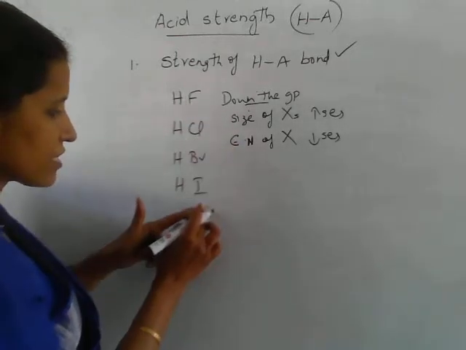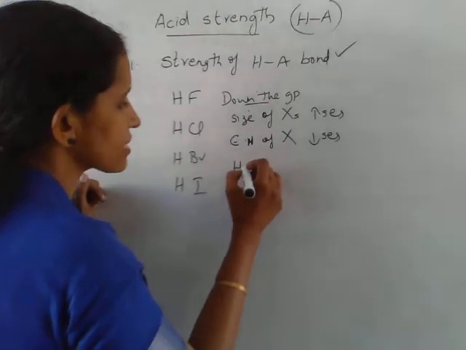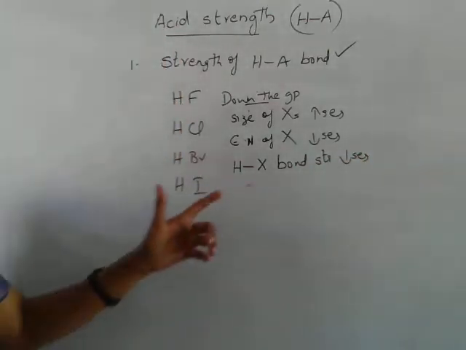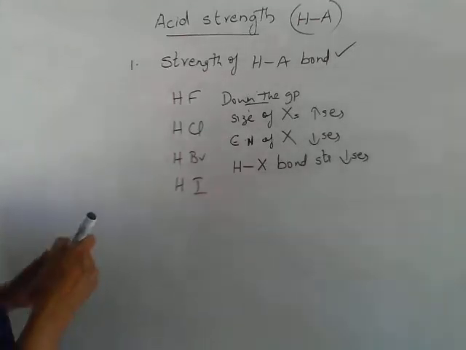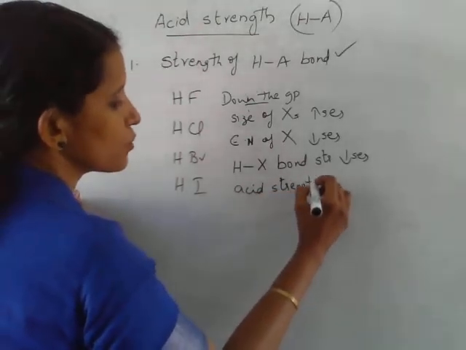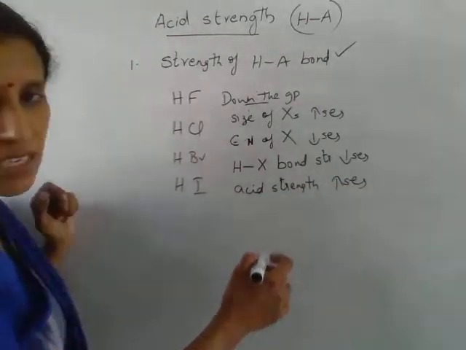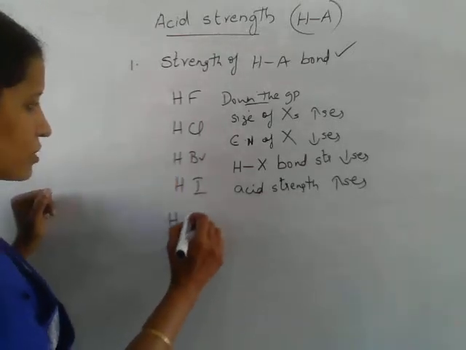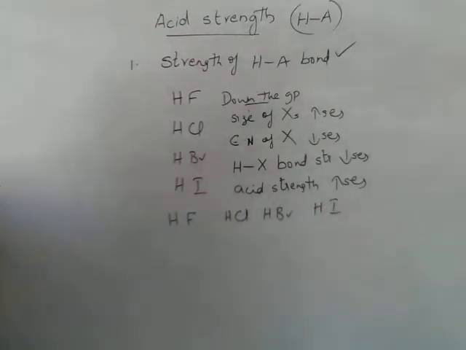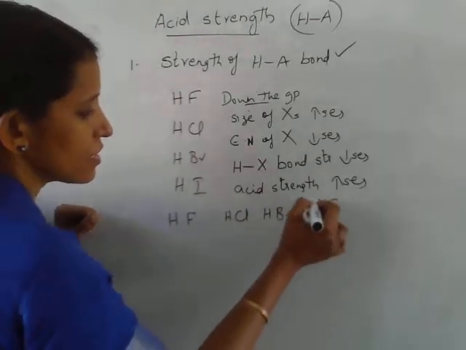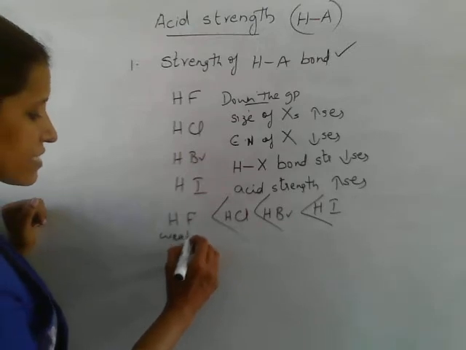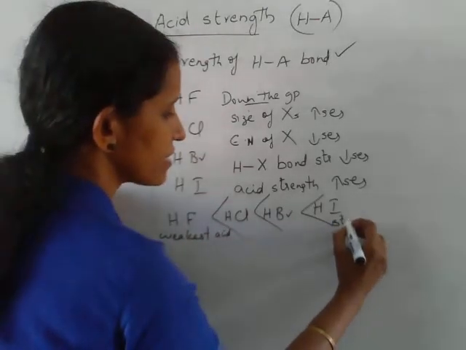So when the size increases, electronegativity decreases, what happens to the bond strength? HX bond strength down the group decreases. If HX bond strength down the group decreases, what about the acid strength? Acid strength down the group increases. We know bond strength and acid strength are inversely proportional, right? So if you arrange the compounds in the order of acid strength, HF, HCl, HBr, HI, the acid strength increases down the group, meaning the strongest acid will be HI. HI is stronger than HBr. HBr is a stronger acid than HCl. HF is the weakest acid. HF is the weakest acid, HI is the strongest acid.